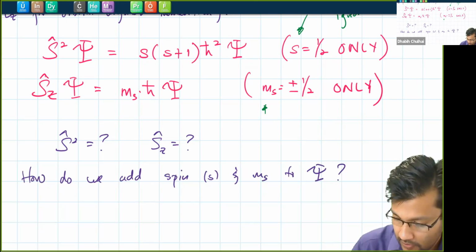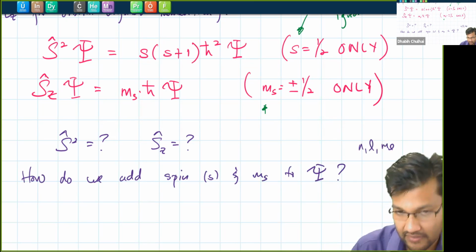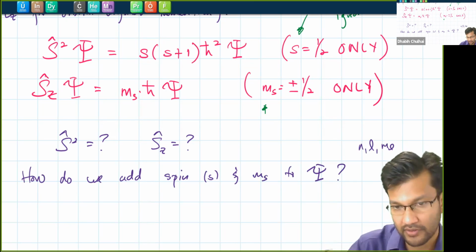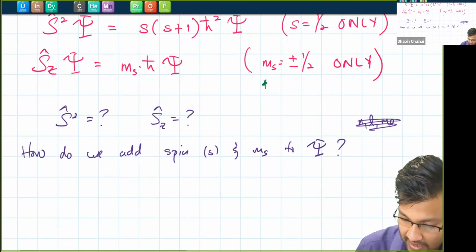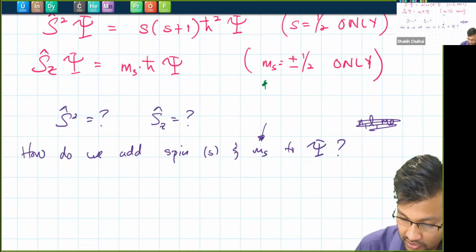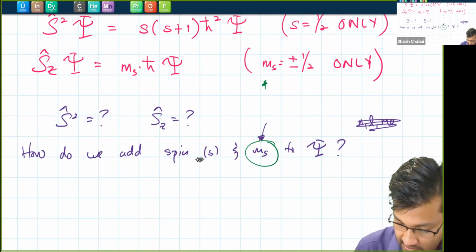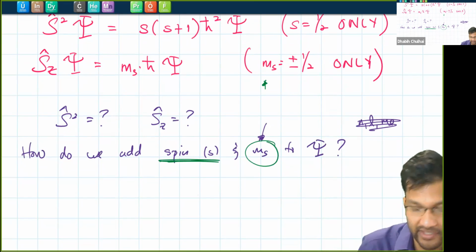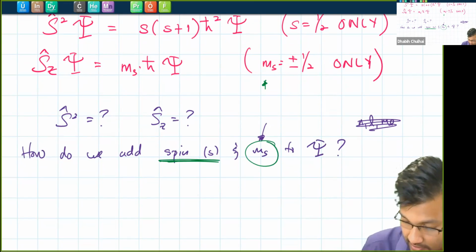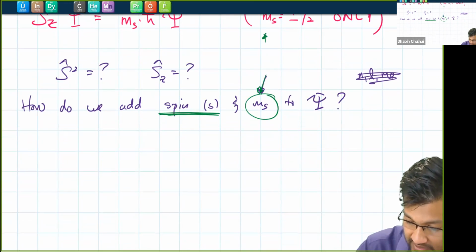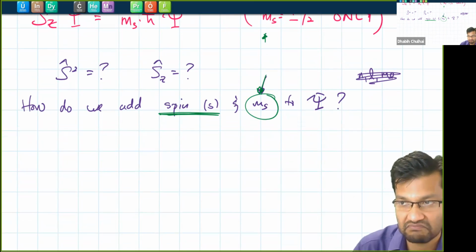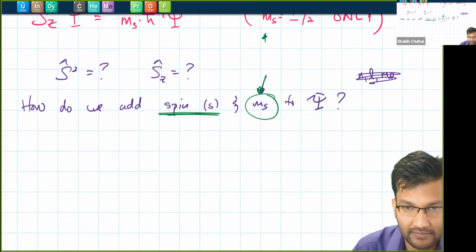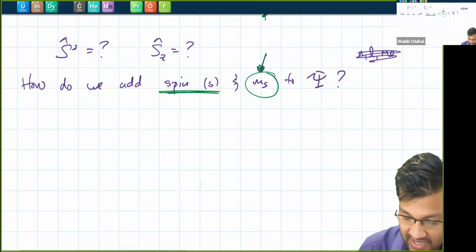We know how the other quantum numbers are included in the wave function. They make up the radial part or the angular parts of the wave function. But how do we add this idea of spin or z component of the spin to the wave function? More particularly, we're interested in ms, not so much s, because s is always going to be a half. It doesn't change from electron to electron. So how are we going to add the ms value to the wave function? Well, the easiest way to do it is to just add some symbol for it, because we don't know what it looks like.